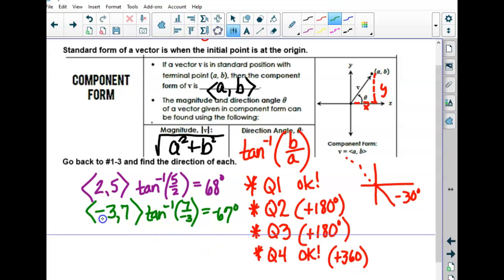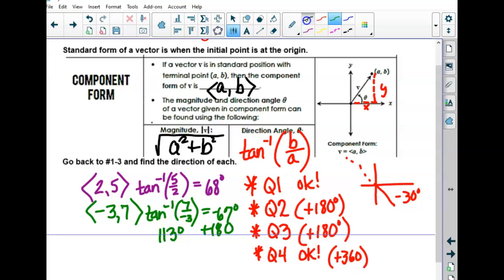But it said over here I want left and up. So how can I be down in quadrant 4? The solution is just to add 180. You get 113 degrees. Does that make more sense, that you went left and up? It should be something in quadrant 2.